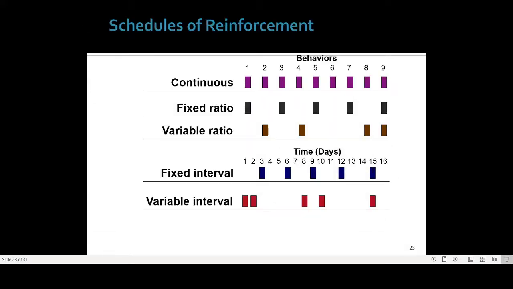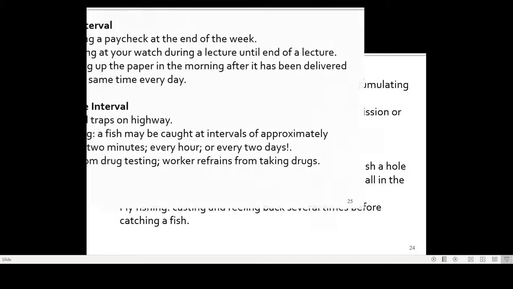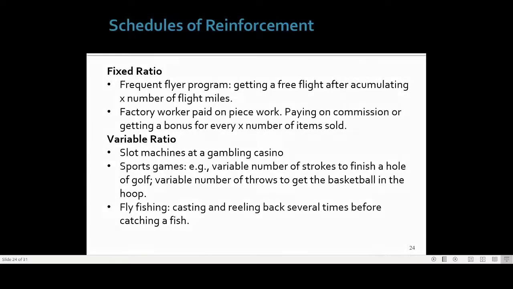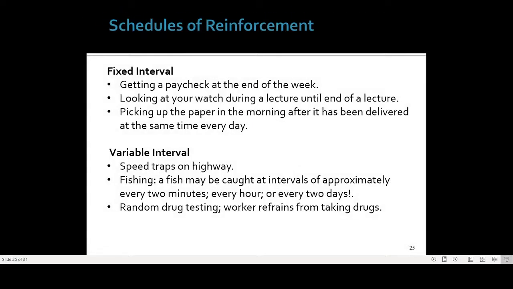Next, we looked at the fixed ratio and the variable ratio, and then we looked at the fixed interval and variable interval. Now, fixed interval reinforcement is getting a paycheck at the end of the week or end of the month. Looking at your watch during the lecture until the end of the lecture is a fixed interval reinforcement. Picking up the paper in the morning after it has been delivered at the same time every day, 7 o'clock, let's say, is a fixed interval reinforcement.